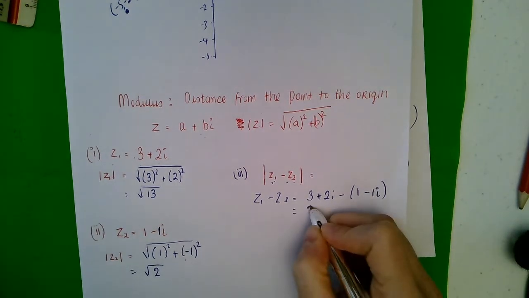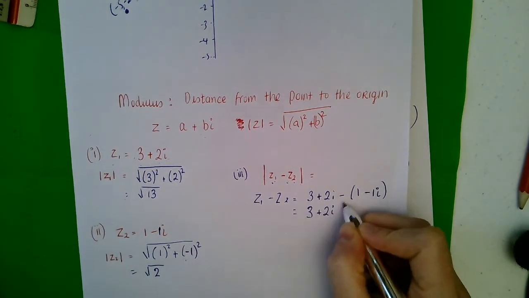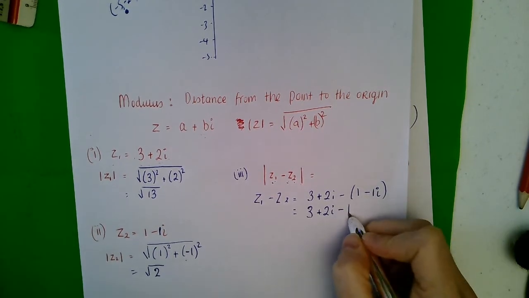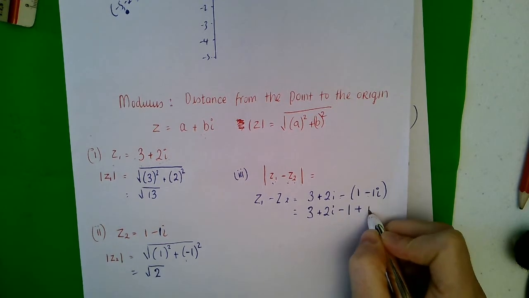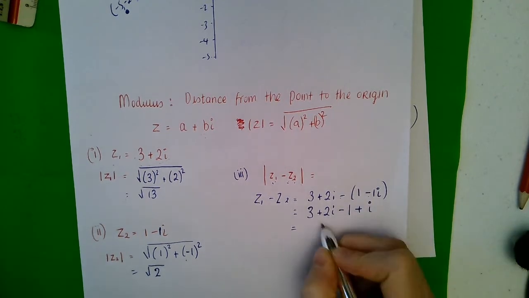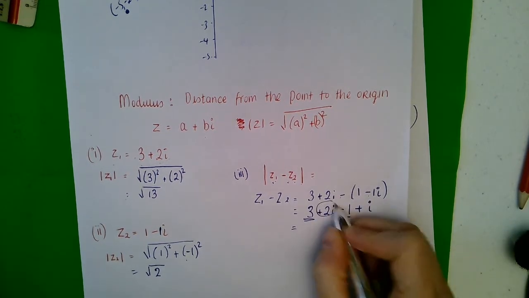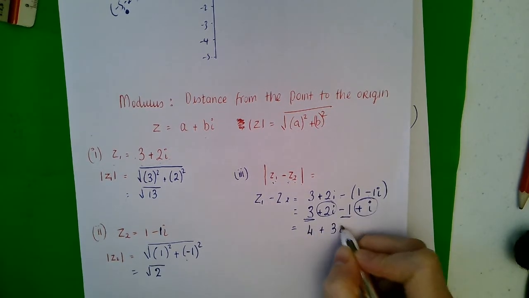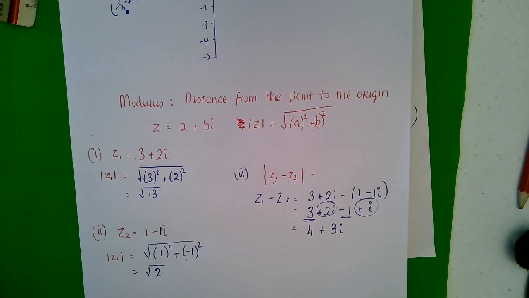We're going to get rid of those brackets there. Remember, if there's a minus outside the bracket, it changes each sign inside. So that's minus 1, and 2 minuses here will give us a plus i. Adding our reals to our reals and our imaginaries to our imaginaries, that will give us 4 plus 3i.